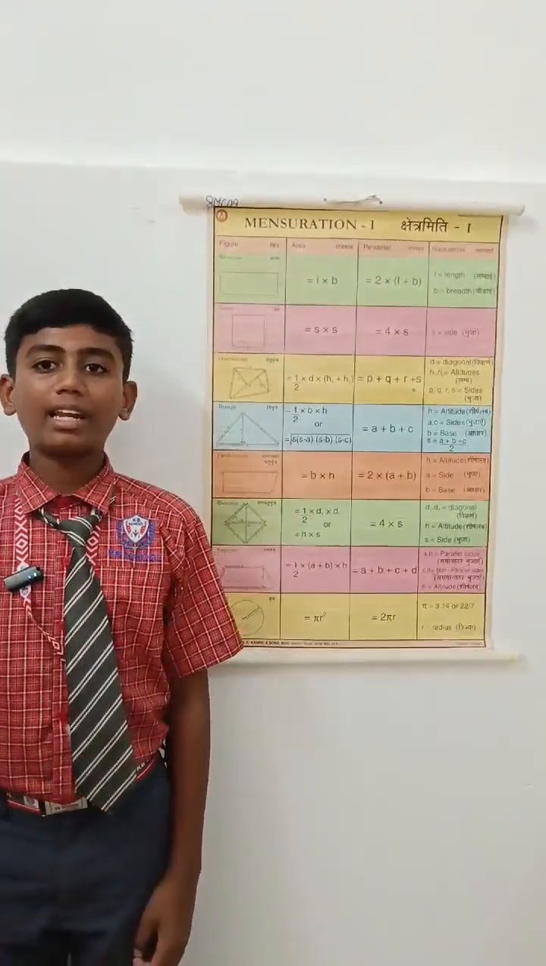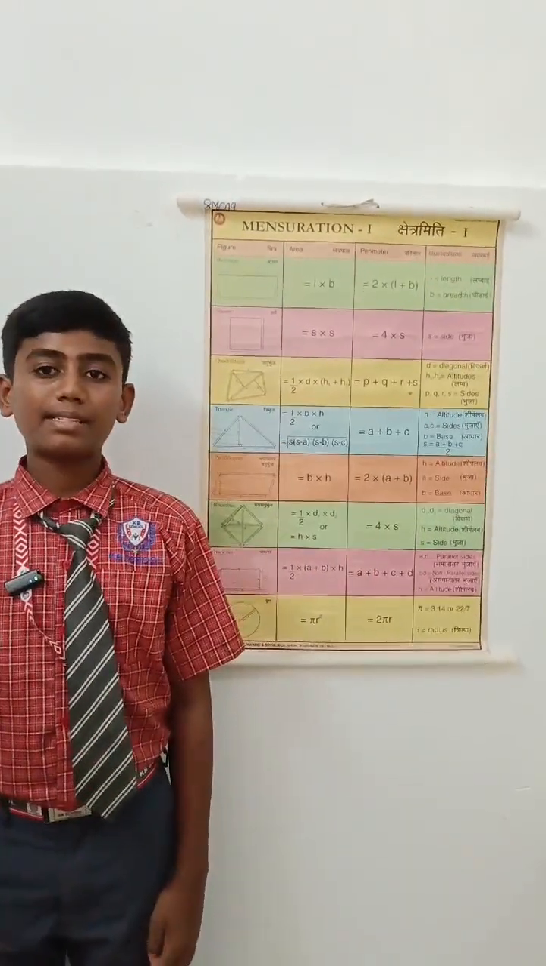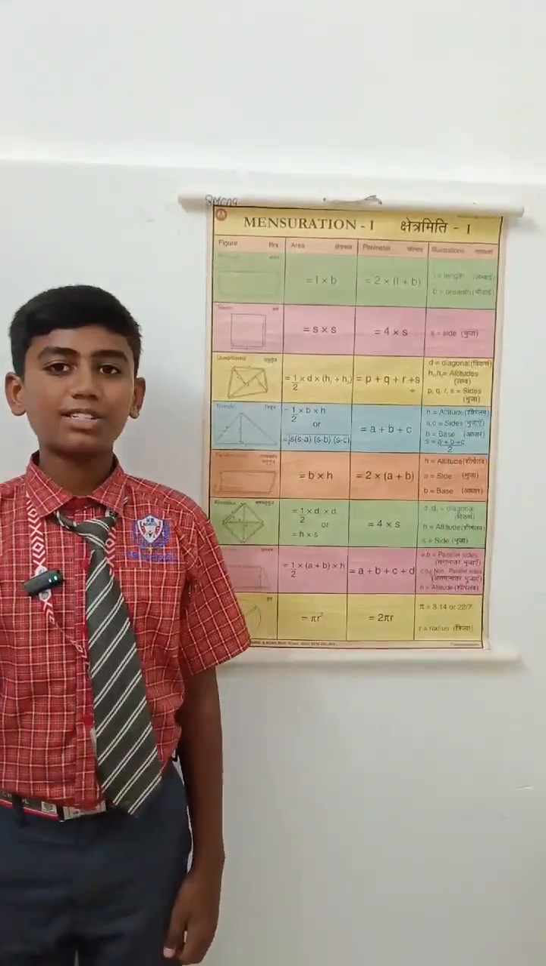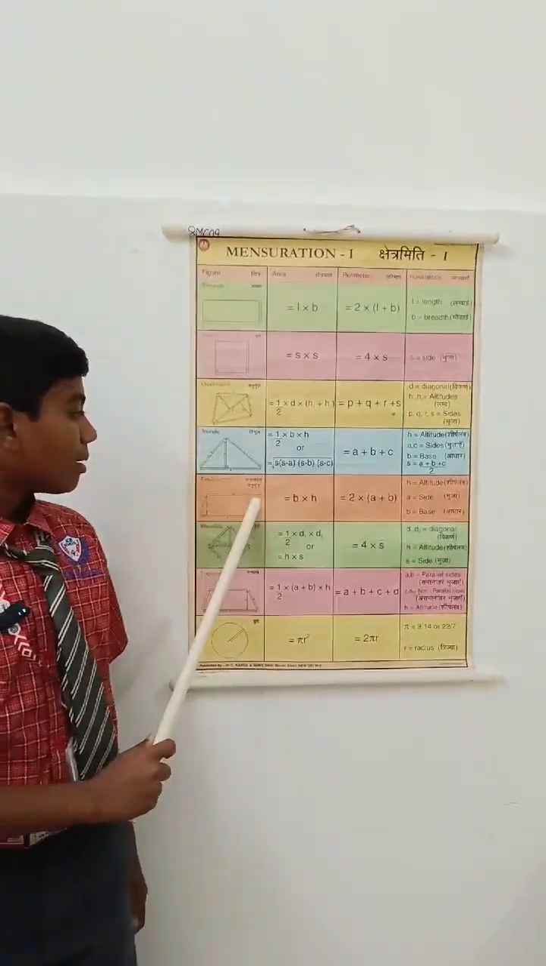Triangle. Area of triangle: half into base into height. Perimeter of triangle: A plus B plus C, where H is equal to altitudes, AC is equal to sides, B is equal to base.